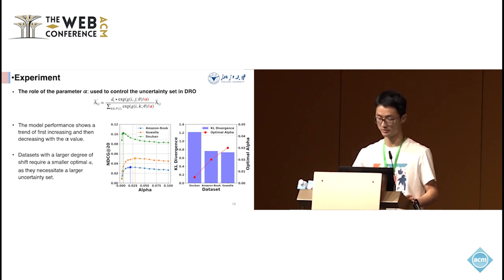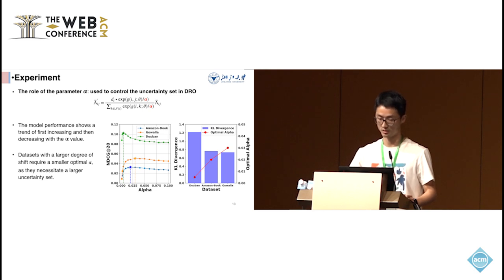First, we observed that the model's performance increases with an increase in alpha and then decreases. That's because both excessively large and small uncertainty sets can impact model performance. If the uncertainty set is too large, the worst case distribution might be meaningless or noisy. When the uncertainty set is excessively small, DRO will degenerate into ERM, so-called empirical risk minimization.